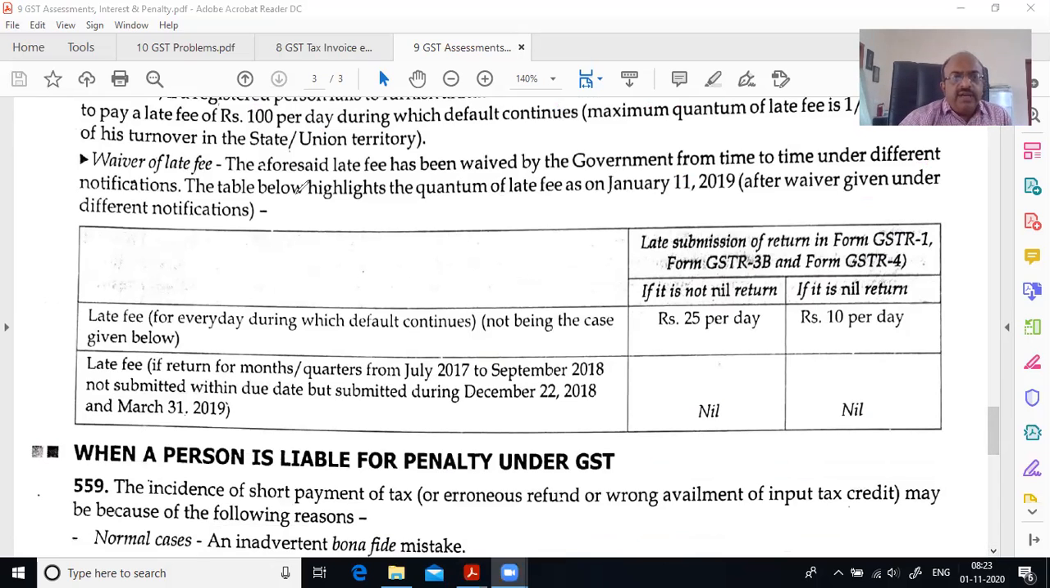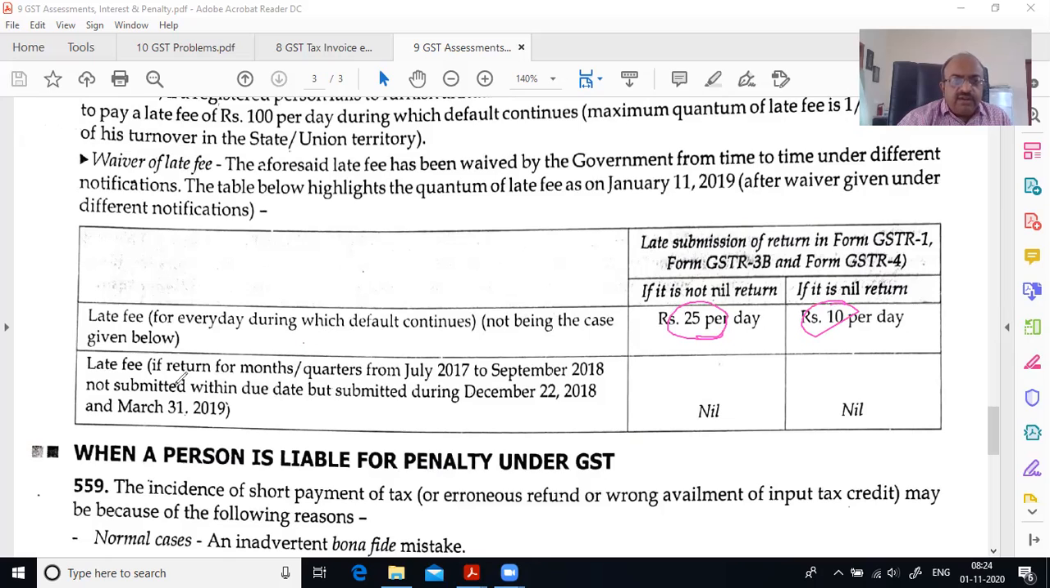So late fee is waived by the government as follows. Late submission of return GSTR-1, 3B, 4: if it is not a nil return, the late fee for every day during which the default continues is 25 per day. Instead of 100, it is 25. If it is a nil return, 10 per day. Still they are not allowing it, but that is for this.